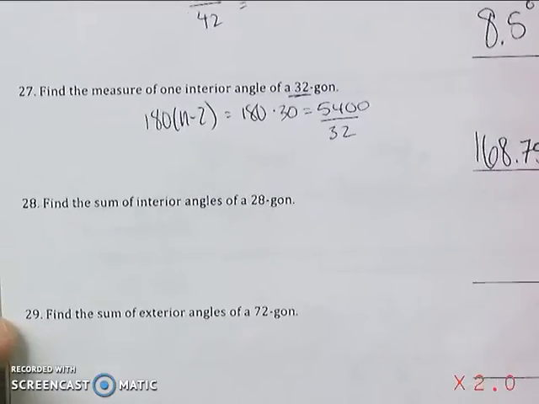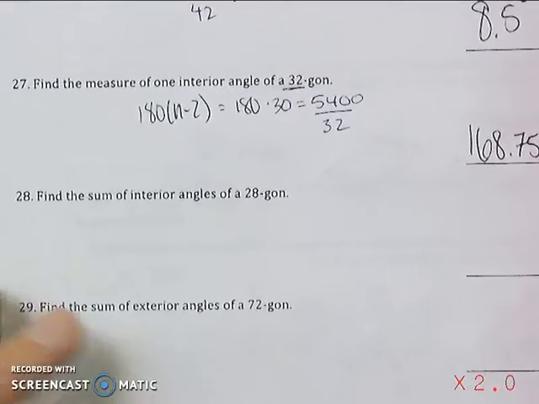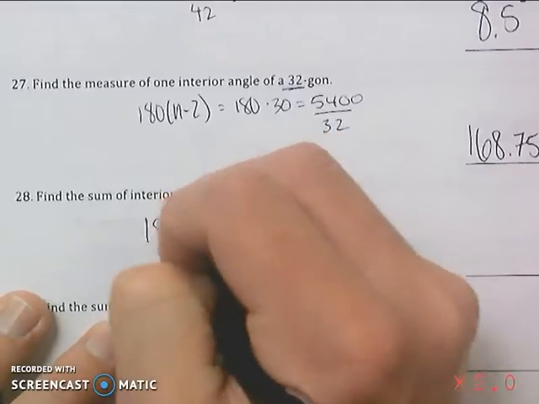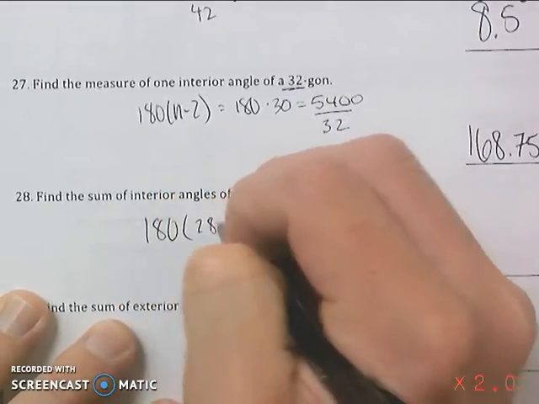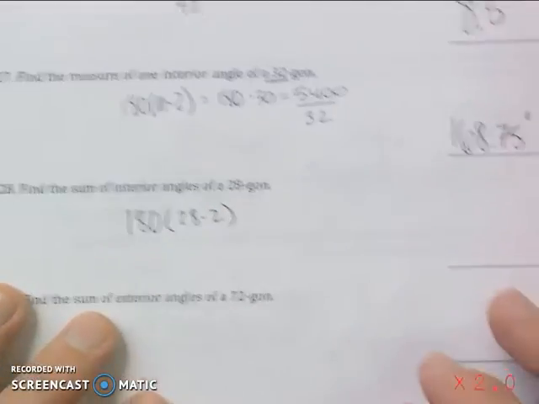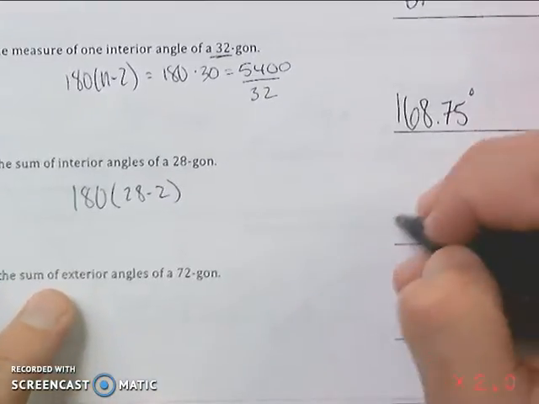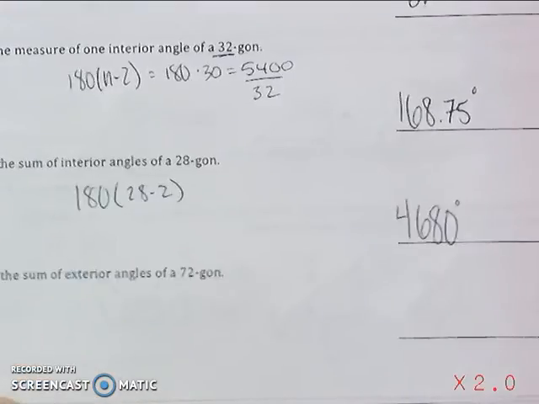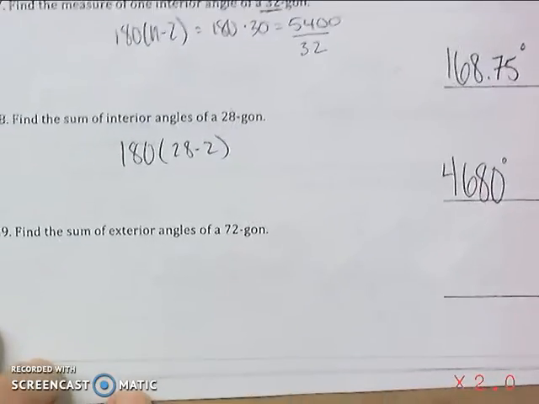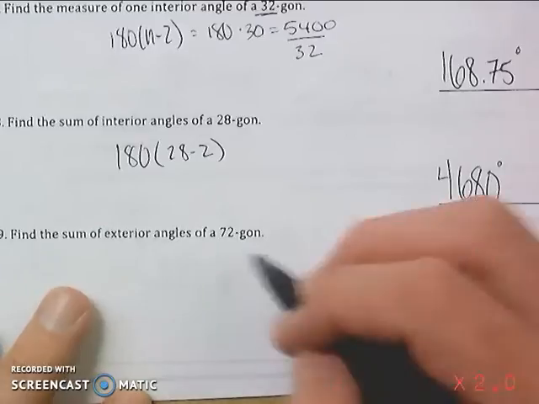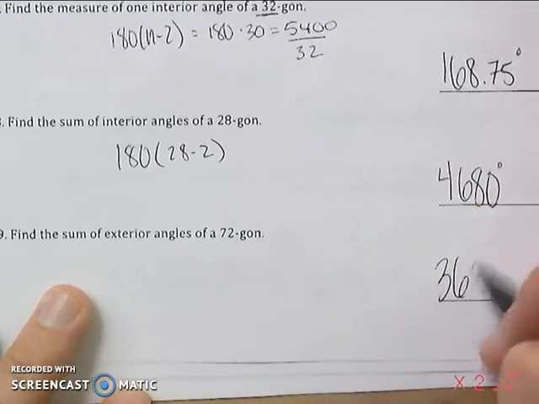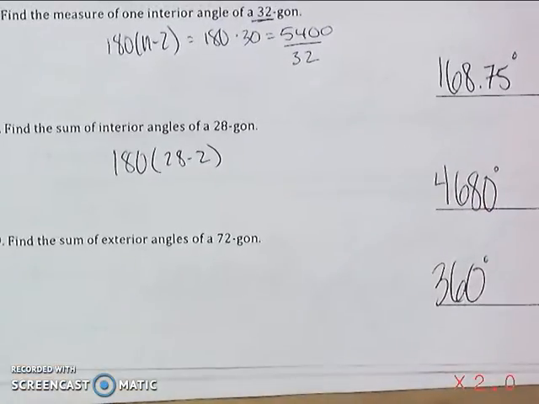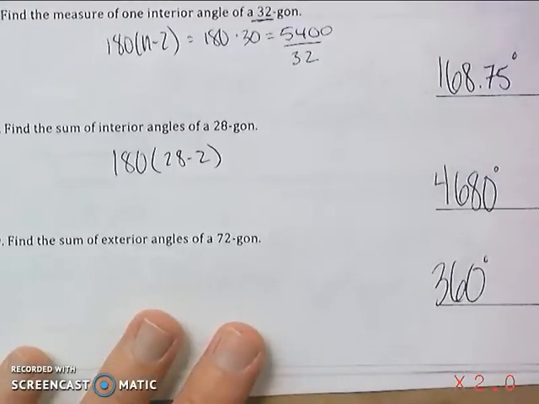Number 28, find the sum of the interiors. It's pretty easy. We just go ahead and use the formula, 180 times n minus 2. That's going to be 28 minus 2. Put in my calculator, and we should wind up with 4,680 degrees. And even easier, find the sum of the exterior angles. It doesn't matter how many sides, it's always 360. And it's just a dead giveaway every time. Alright?